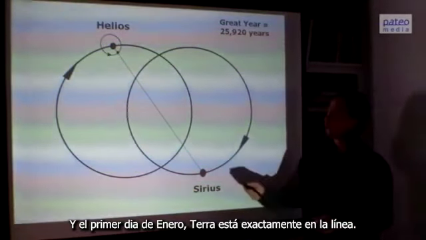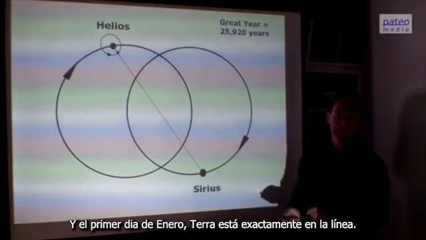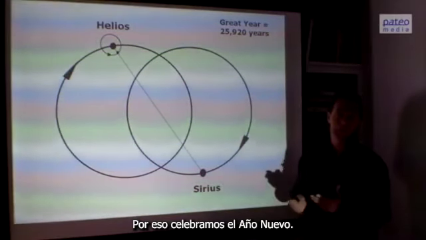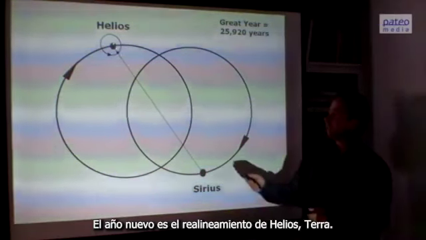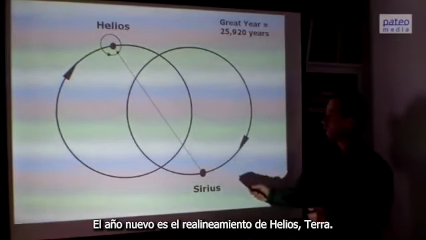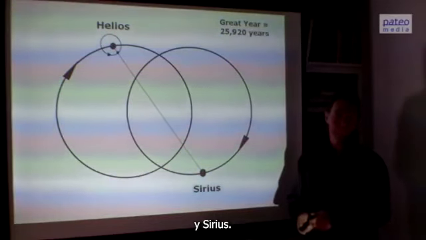And on January the 1st, Terra is exactly on that line. That's why we celebrate New Year. New Year is a realignment of Helios, Terra and Sirius.